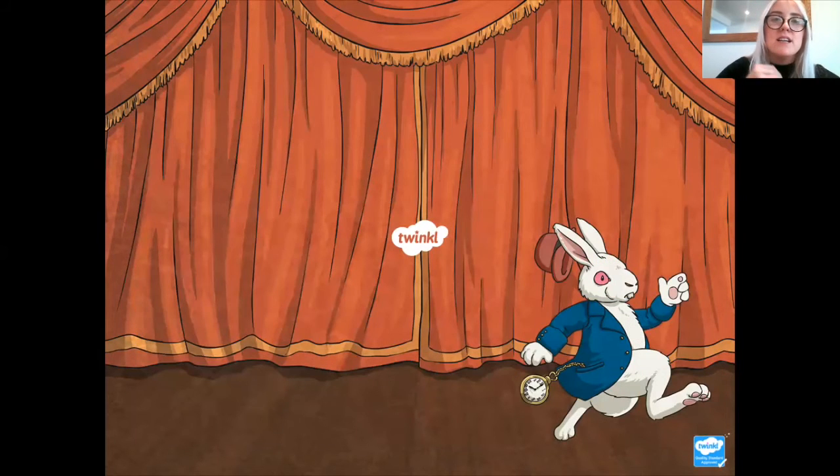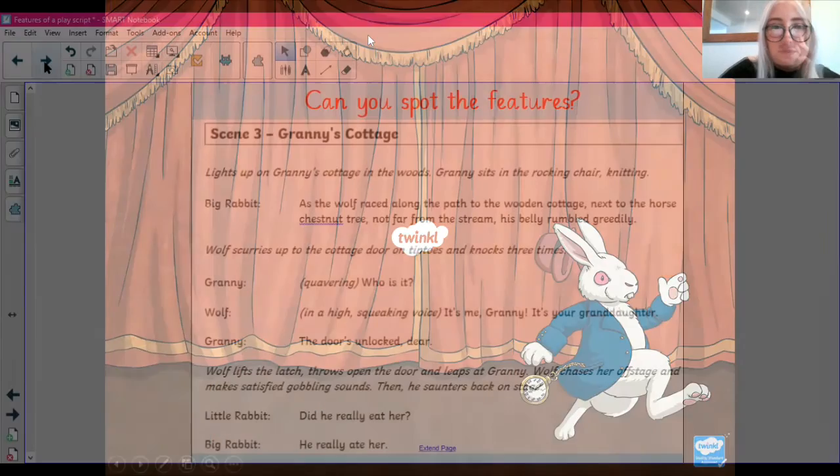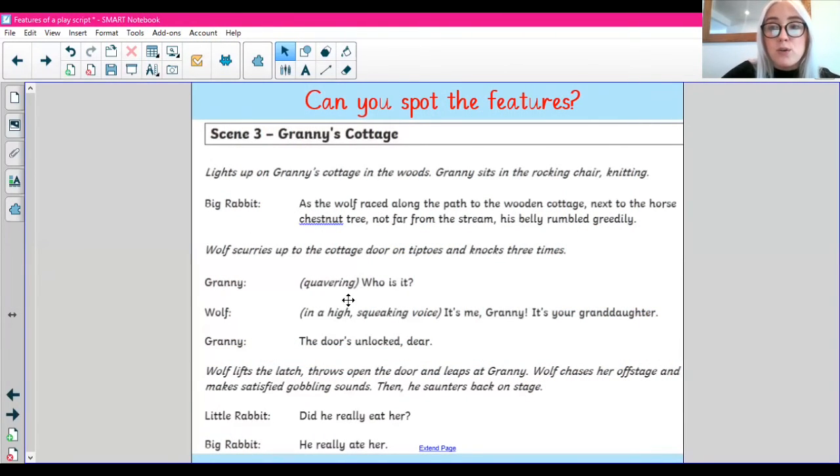Now we've had a little look at some of the features in more detail, we're now going to have a go at spotting them in a play script together. Here I have got an example of a play script. Let's see if we can spot any of the features we've just talked about. So pause this video and have a go at looking for the features before we have a go together.